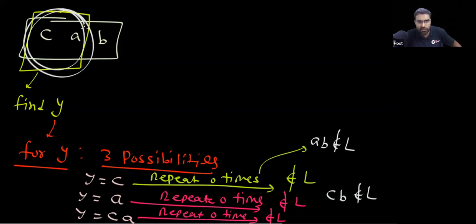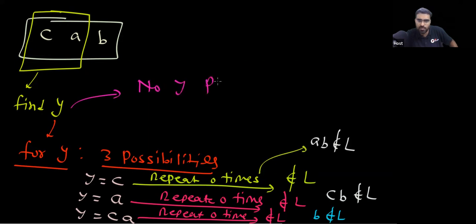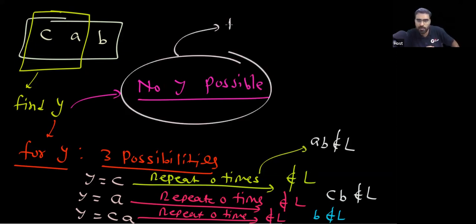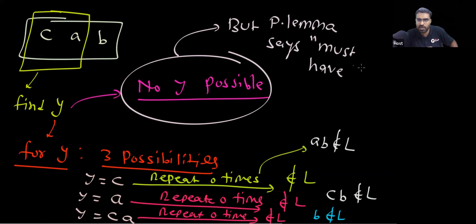And if I take this equal to y and repeat it 0 times, I will get B, and that also does not belong to L. So can I say no y works? I can say no y is possible. But the pumping lemma says there must be at least one y. At least one y must exist.